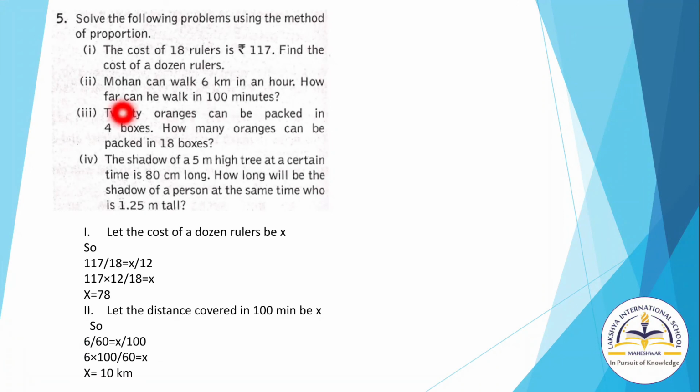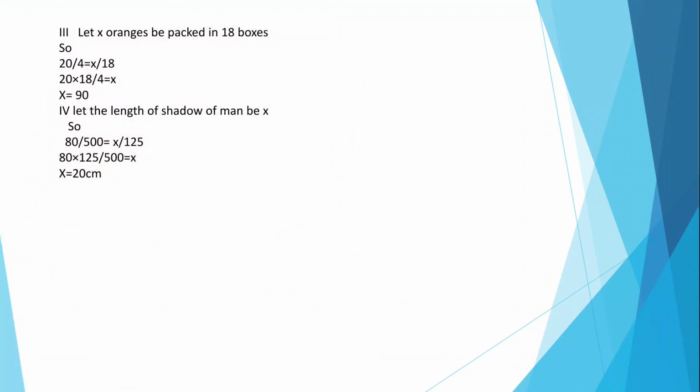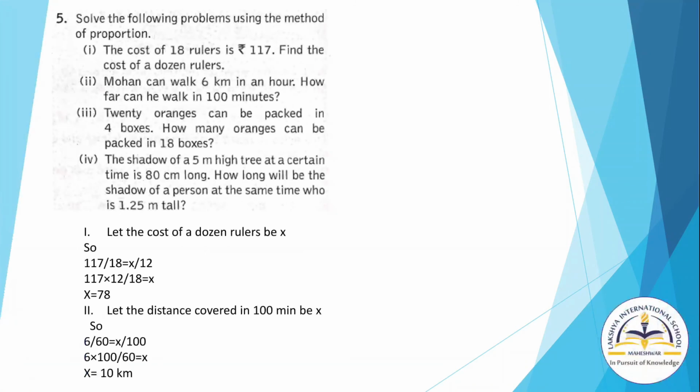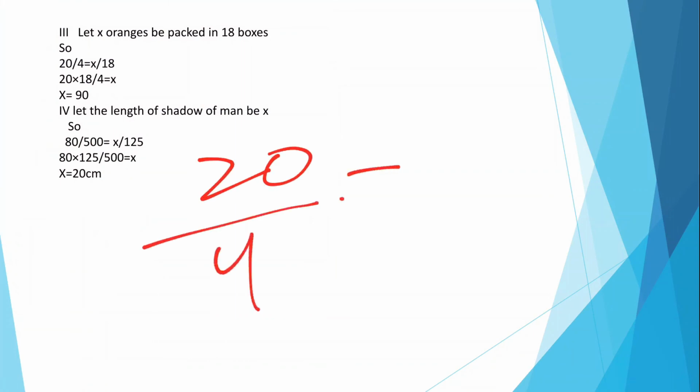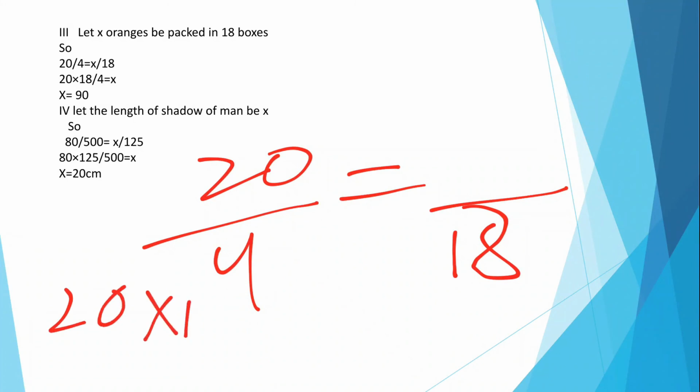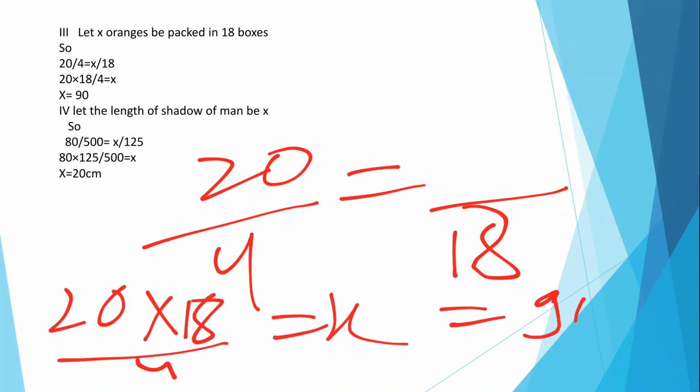Now question number 3, 20 oranges can be packed in 4 boxes. How many oranges can be packed in 18 boxes? Now let x oranges be packed in 18 boxes. So you can see 20 oranges are packed in 4 boxes and there will be 18 boxes, so 20 multiplied by 18 divided by 4 equals x. When you will solve them, you will get 90 as answer.